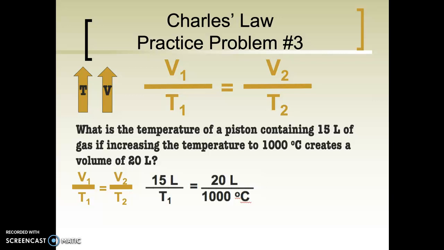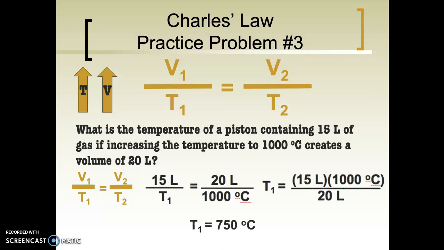Okay. So again, I'm going to solve for T1. In order to solve for T1, what I have to do is isolate it. And I'm actually going to isolate it on the right. So I'm going to switch the 20 liters and the T1, and then I'm going to move 1,000 degrees over there to the left and multiply that by 15. So I end up with 15,000 divided by 20. I use my calculator and I find T1 equal to 750 degrees Celsius.